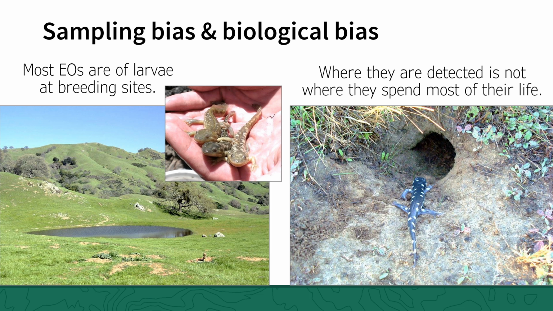If you look at the CNDDB EOs for tiger salamanders, they tend to be centered around breeding ponds because that's the type of survey data we receive. It's up to our users to consider the occurrences in their proper context.